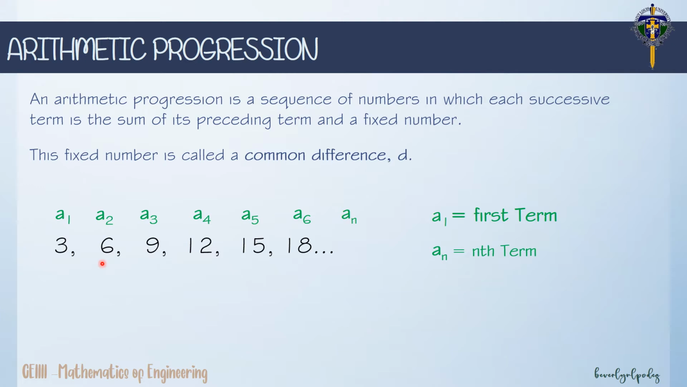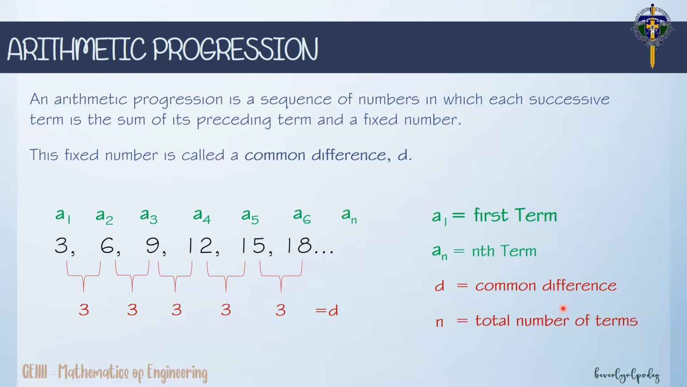Notice also that the difference between the second term and the first term is 3. Likewise, the difference of the third term and the second term is also 3. And if you take a look at the following numbers, their difference with their preceding term is also 3. This is now your D, which is the common difference.